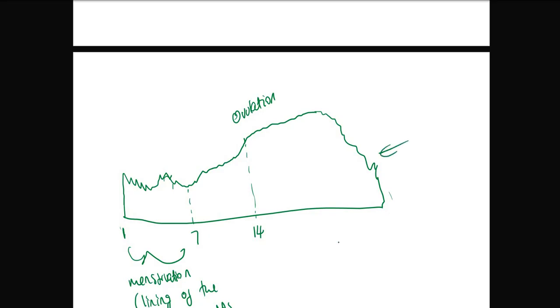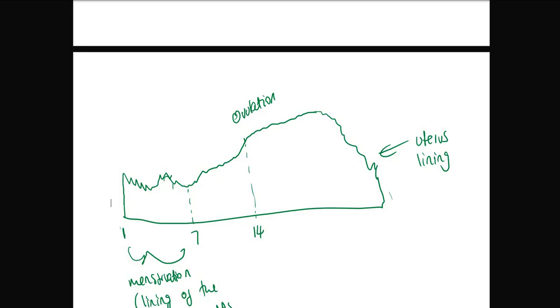So this shape here is the shape of the uterus lining. The thicker it is, right? The thicker it is, it tells you that the more ready it is for implantation. The less thick it is, that tells you that the less ready it is for implantation.